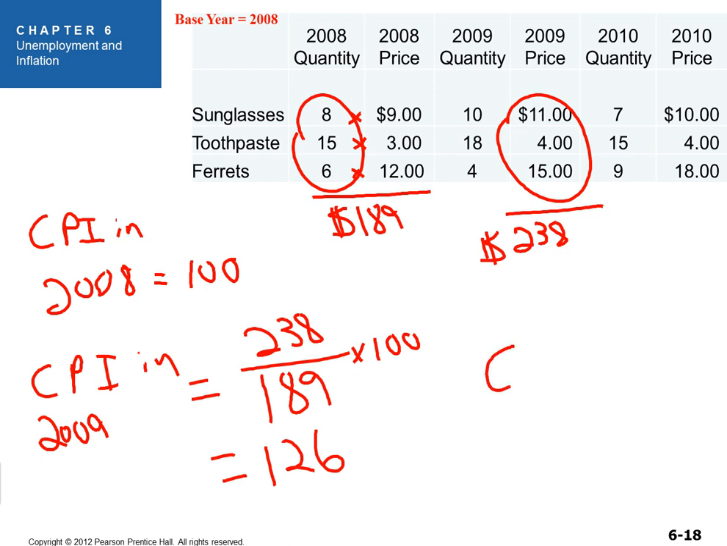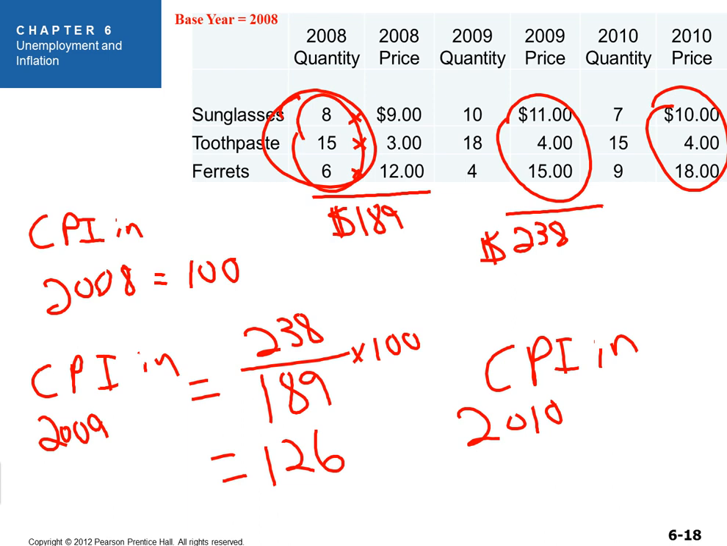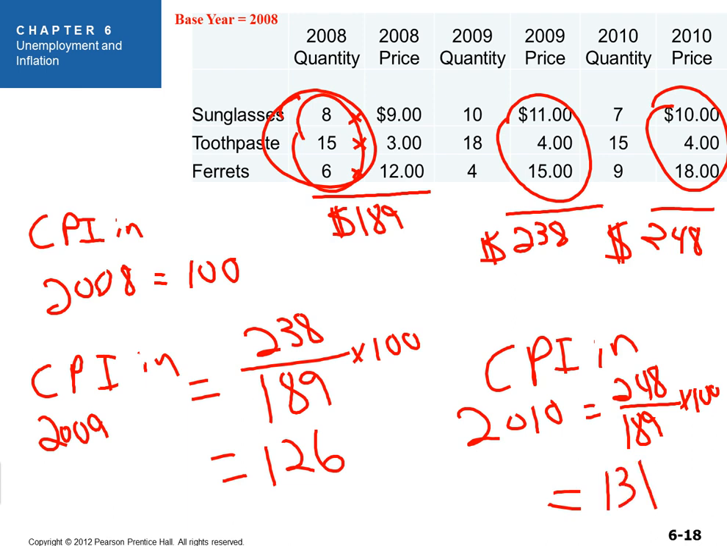So CPI in 2010 would be the items that were purchased in 2008 times the prices in 2010. I came up with $248. And if you do the math, if you take the cost of the same basket of goods in 2010 as in 2008, I get 248 divided by 189 times 100, and that's equal to 131.